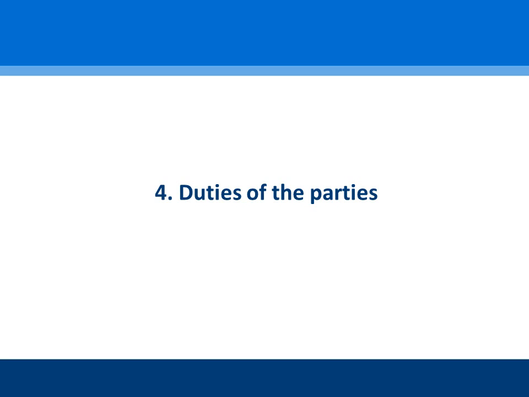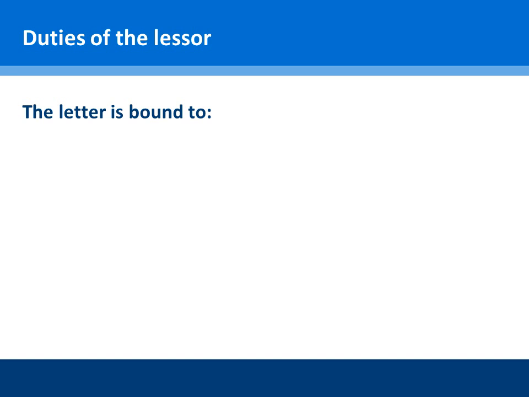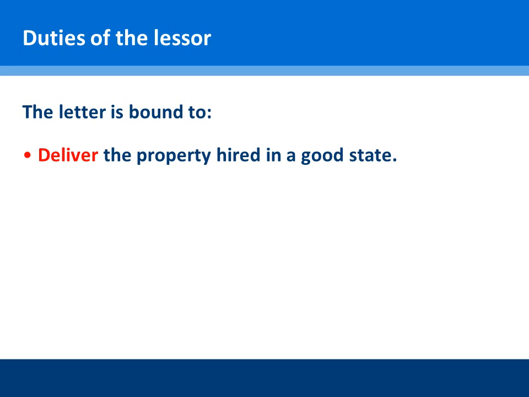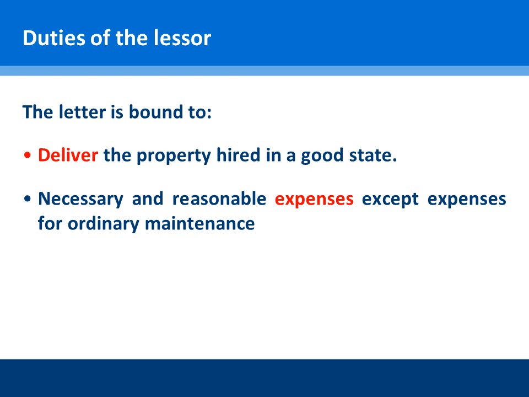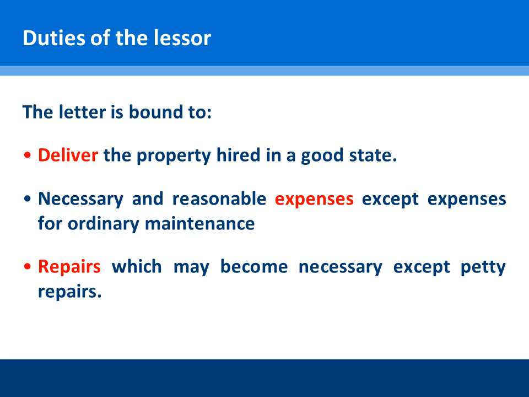What are the duties of the parties? The lessor is bound to deliver the property in a good state, to pay for the necessary reasonable expenses, except expenses for ordinary maintenance, and to pay for the repairs which may become necessary, except petty repairs. For example, if I am the lessor, I may need to replace the aircon. I may need to buy a new washing machine. I may need to paint the walls after a period of 5 years, for example.